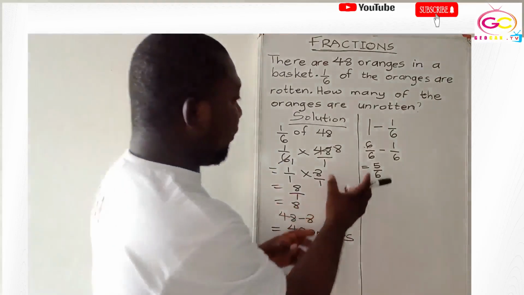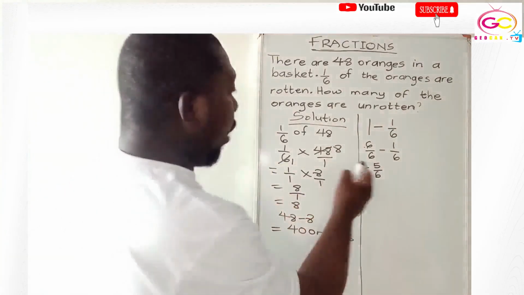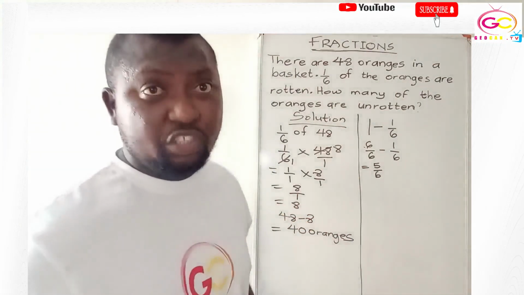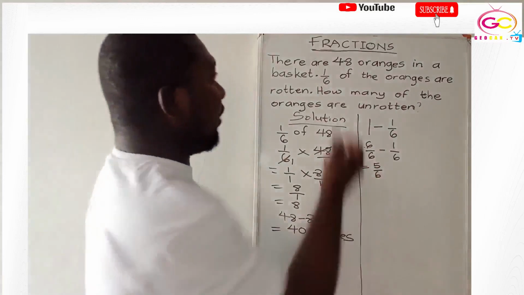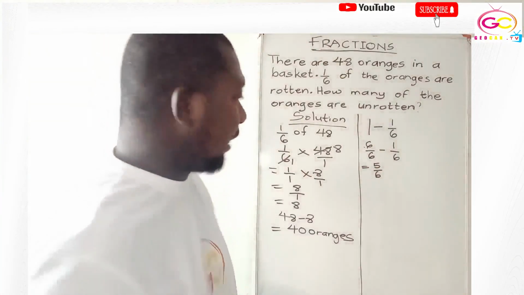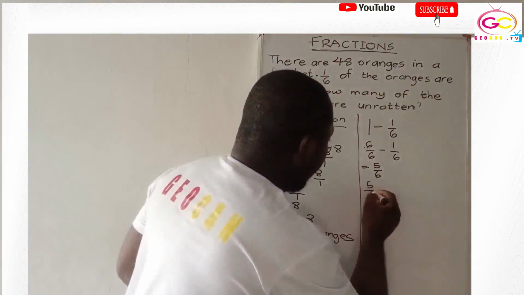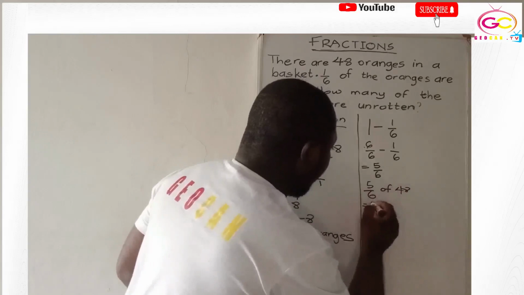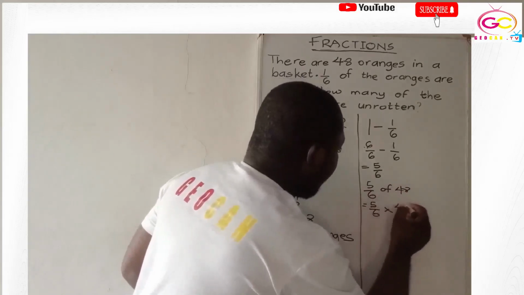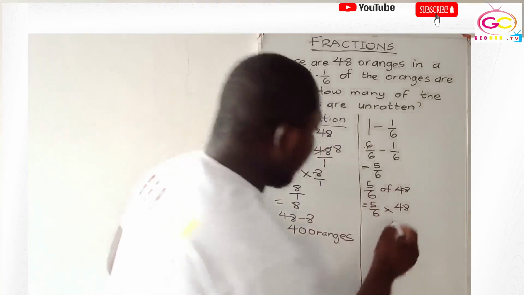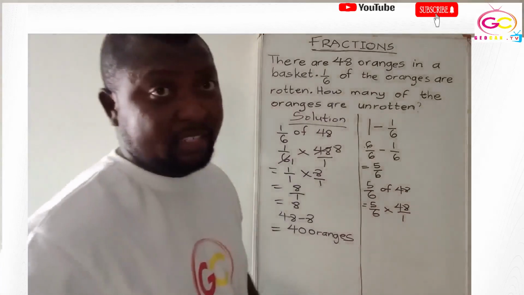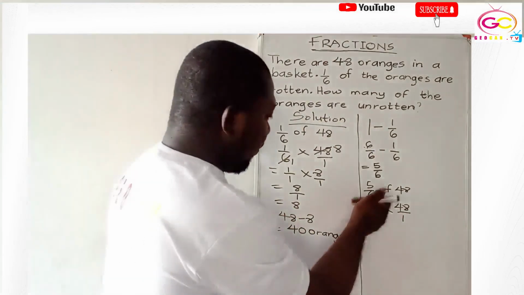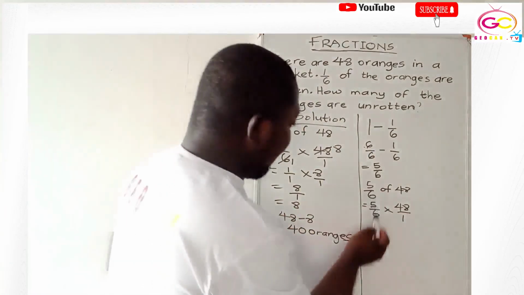So now we have the fraction of oranges which are unrotten. If you want the actual number of oranges which are unrotten, we'll just find 5 over 6 of the total number of oranges in the basket. So we find 5 over 6 of 48, which will be 5 over 6 times 48. And 48 can be written as 48 over 1. Any number over 1 is the same as that number. You are doing this to make it easy for us in cancelling, right? Good. Now, you see whether you'll be able to cancel either vertically or diagonally.